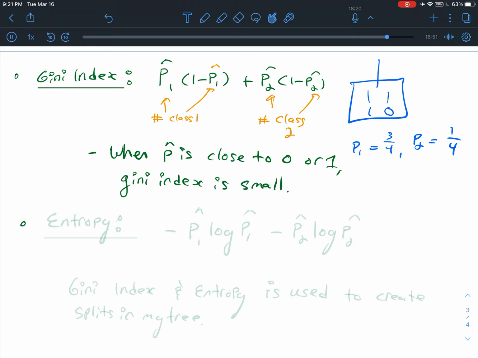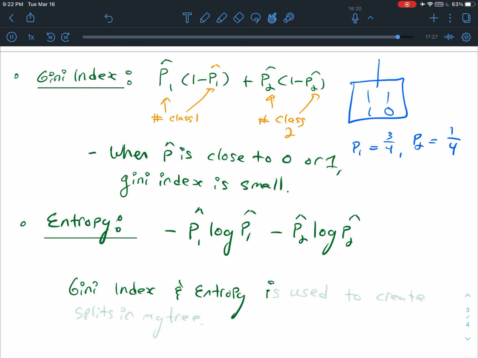And alternatively, you might see this thrown around, but again, I'm not really going to test you on it. You might see this idea of entropy, which is similar to the Gini index. Some people prefer it. It's just negative P1 log of P1 minus P2 log of P2, with hats. And again, these P's mean the same thing, and you can imagine this log is doing the same thing as the 1 minus P. So they're very similar, and you might see both of these used when creating trees. So the Gini index and entropy are used to create splits in my tree.